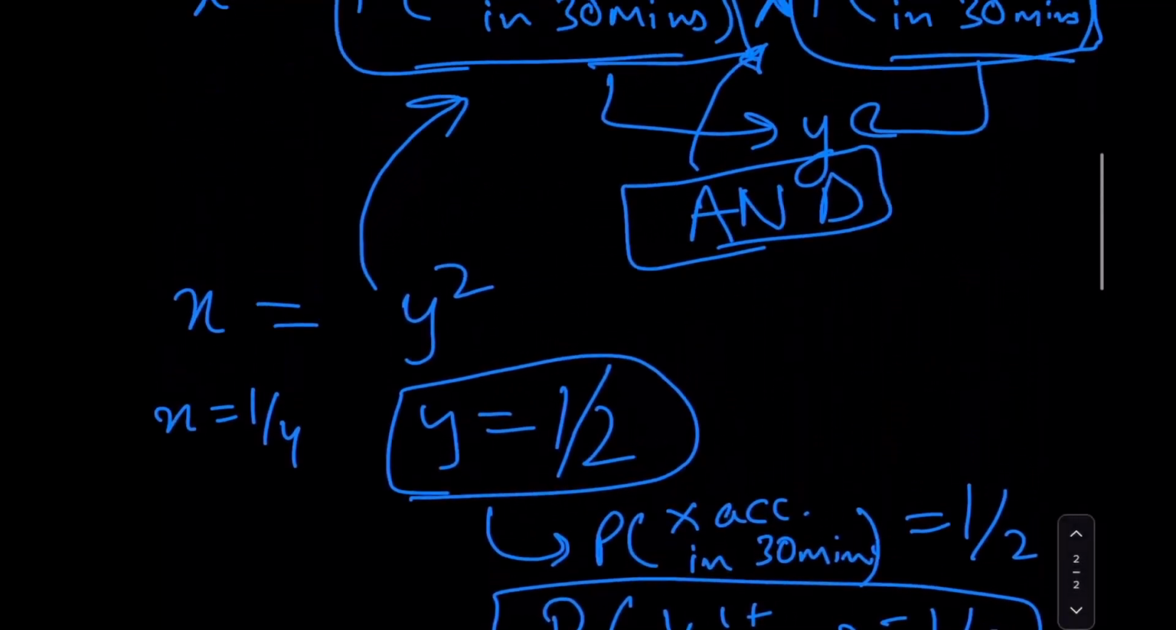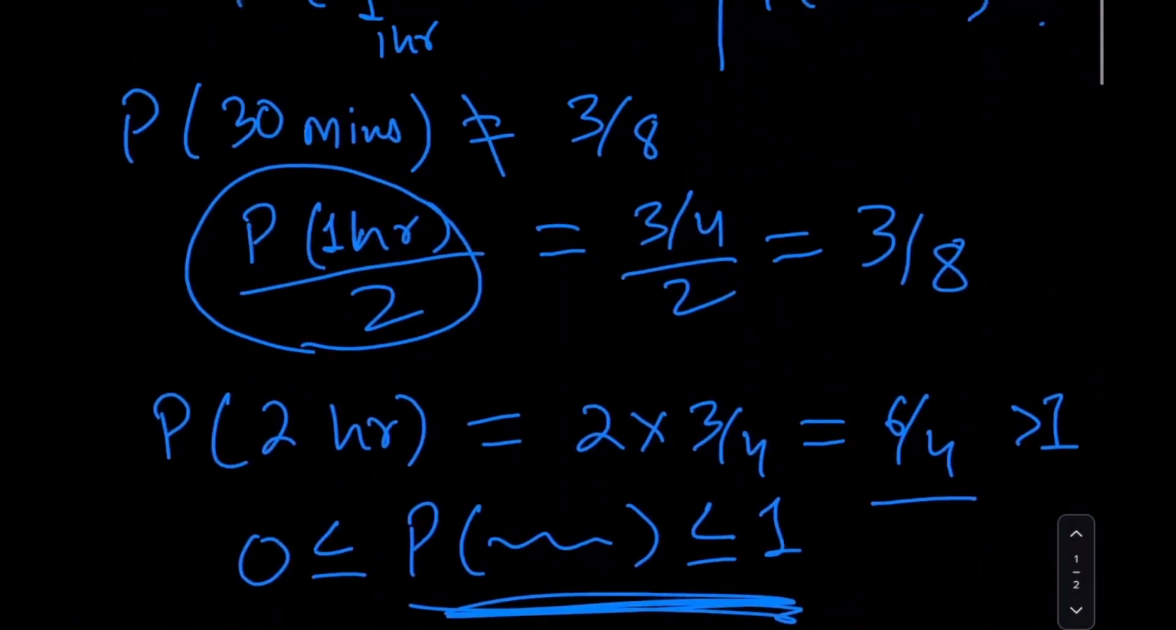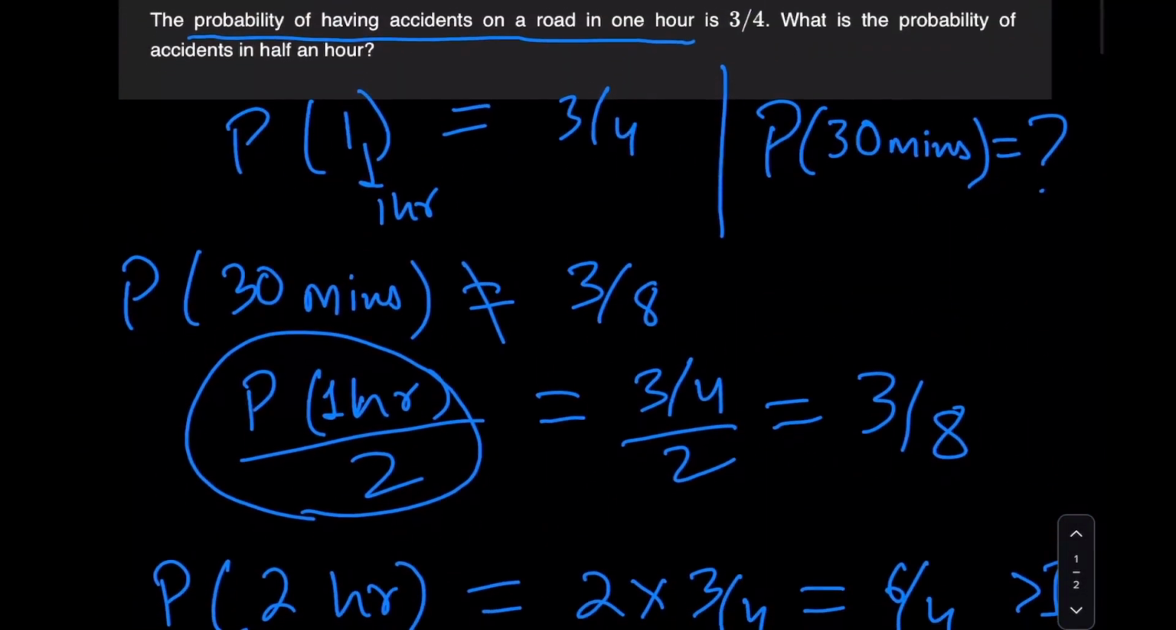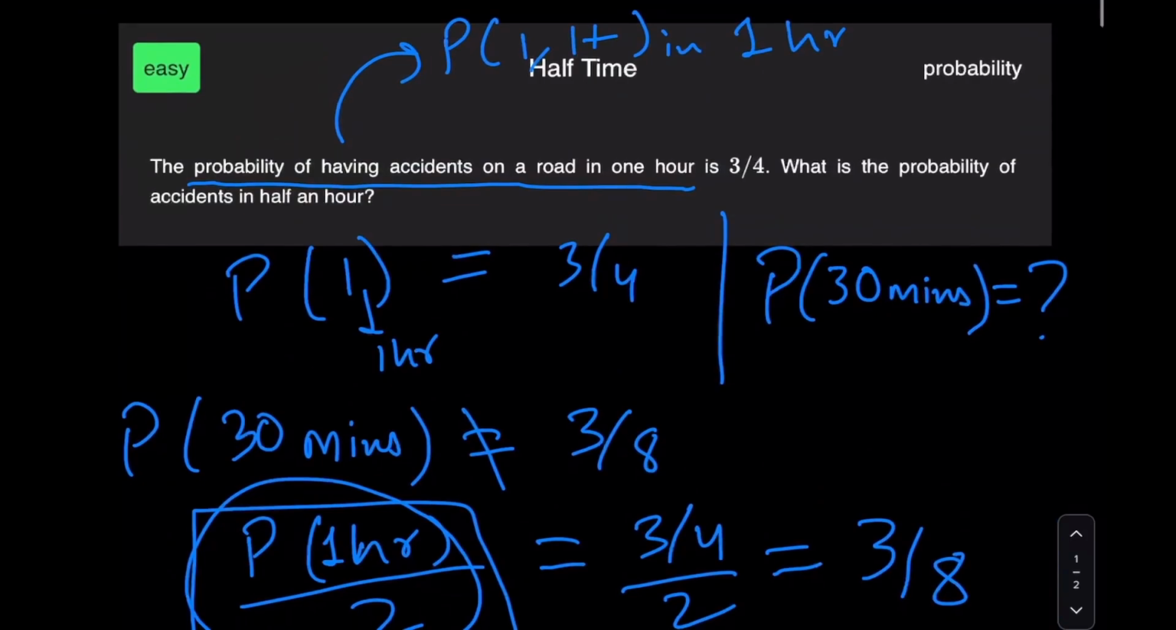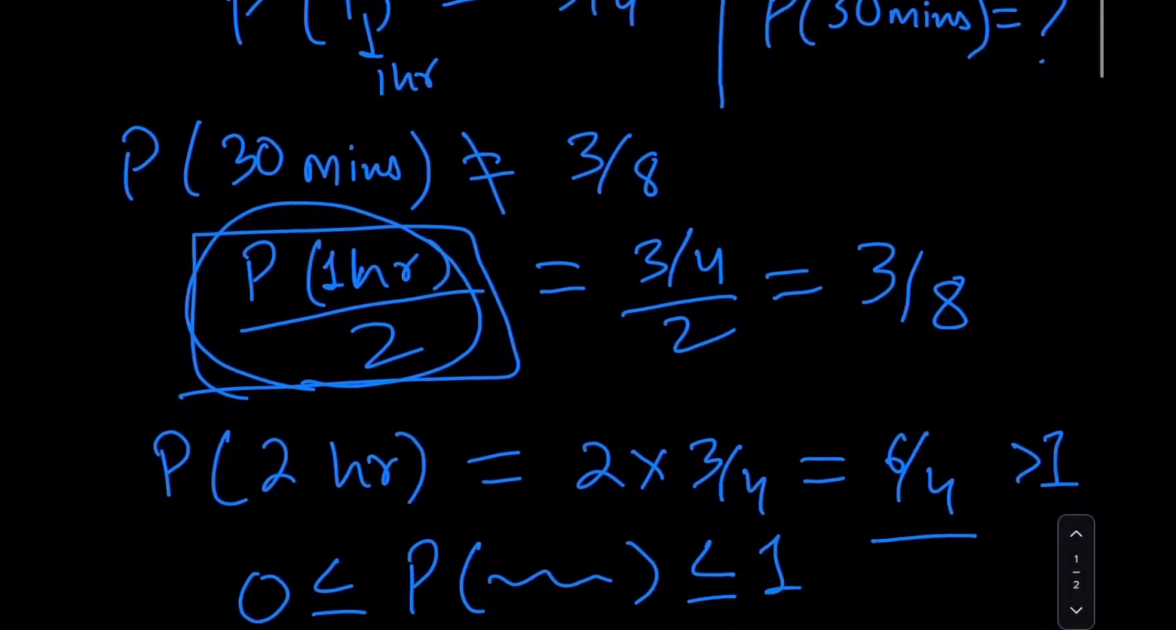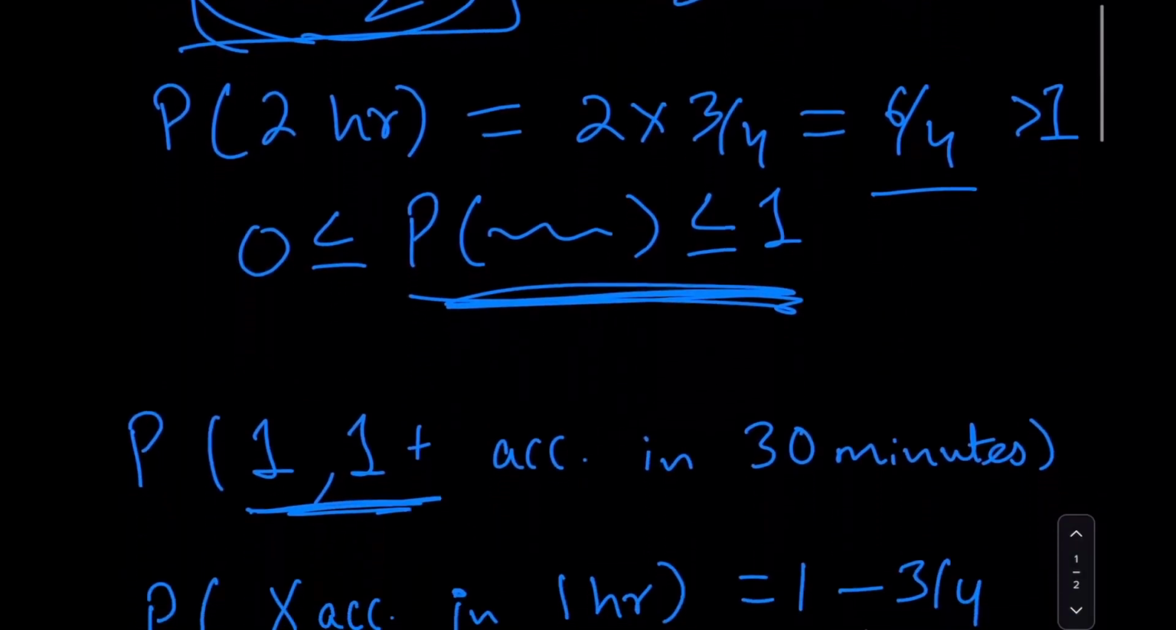The few points that you have to keep in mind are that you can't just do this over here, because when it says the probability of having accidents on a road, we aren't really thinking about the fact that there could be one or more than one accidents, right? And it's giving the probability for that entire set.